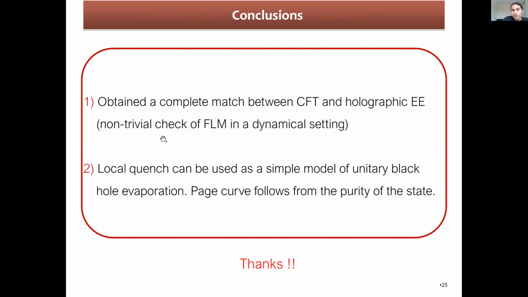Then these are my conclusions. With that last check, we have indeed verified that the two results match. And the second point is what I explained before: this calculation can be seen as a simple model of unitary black hole evaporation, and in our model, we can clearly explain the behavior of the Page curve as a result of the purity of the state. And that's the end. Thanks.